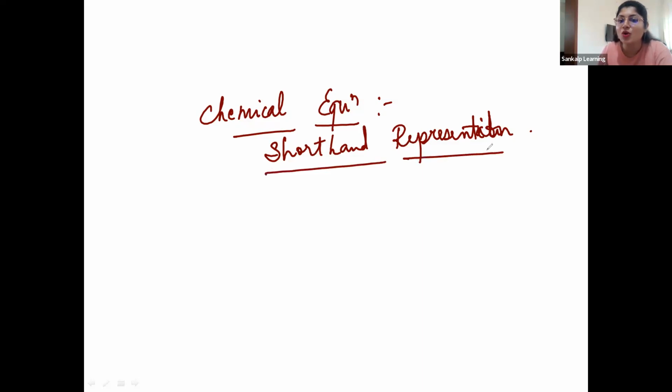So we are writing the chemical reaction in short form using the formulas. Now we know how to write the symbols of the elements, and we know how to write the formulas of the compounds and the elements. Using that, we make up the reactants on the LHS and the products on the RHS. So the chemical equation is nothing but a shorthand representation, a short form.